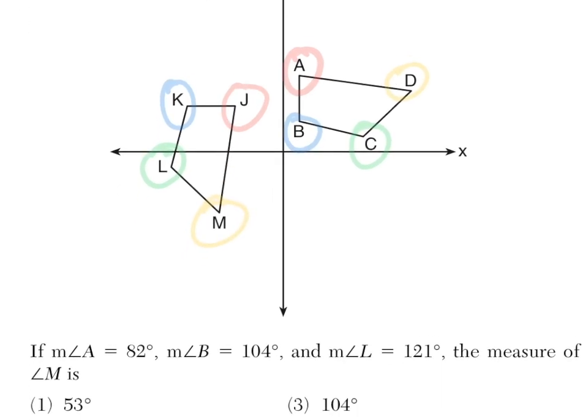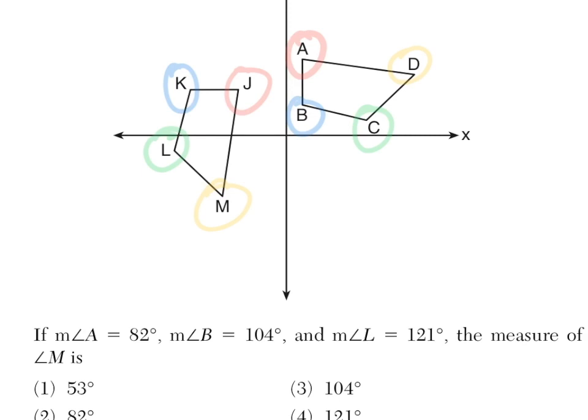All right, what else do we need to know? It says if angle A is 82 degrees, I'm going to indicate that right now. And it says if angle B is 104 degrees and angle L is 121, let's indicate that right here. The measure of M is what? So our objective is to determine the angle measure for angle M.